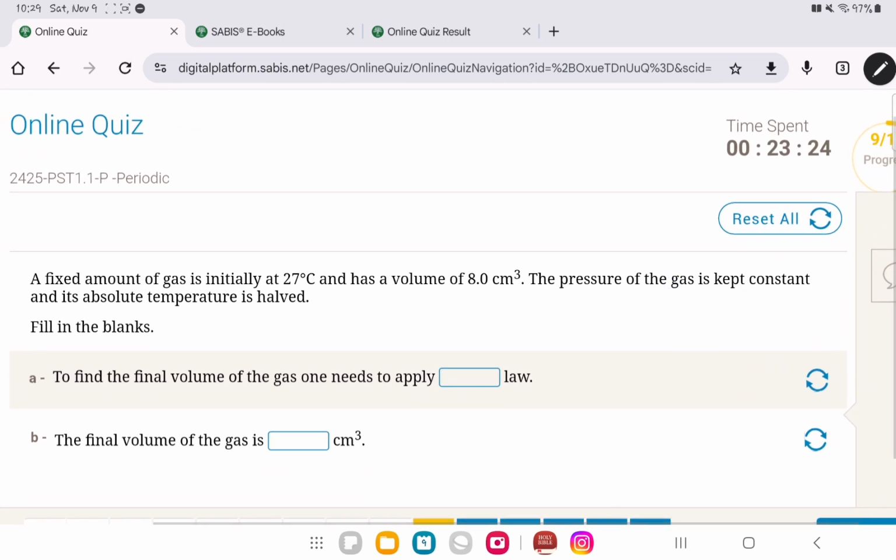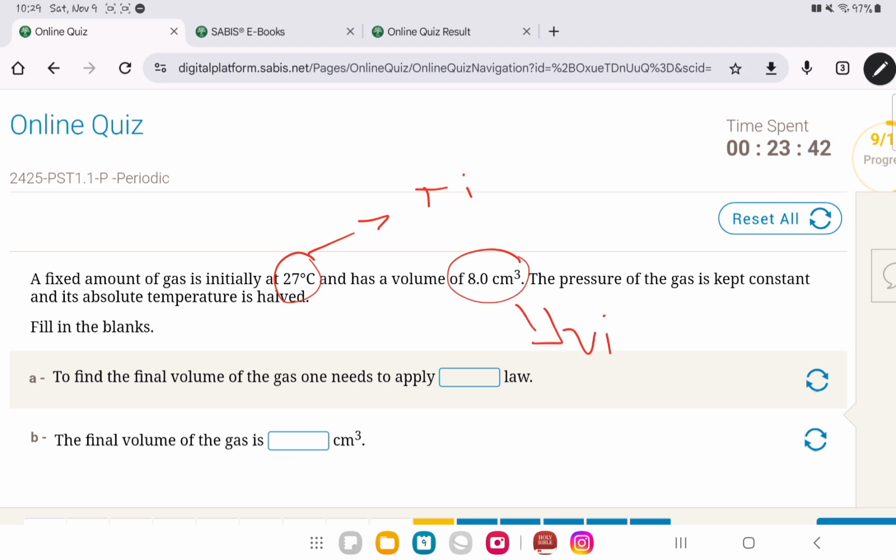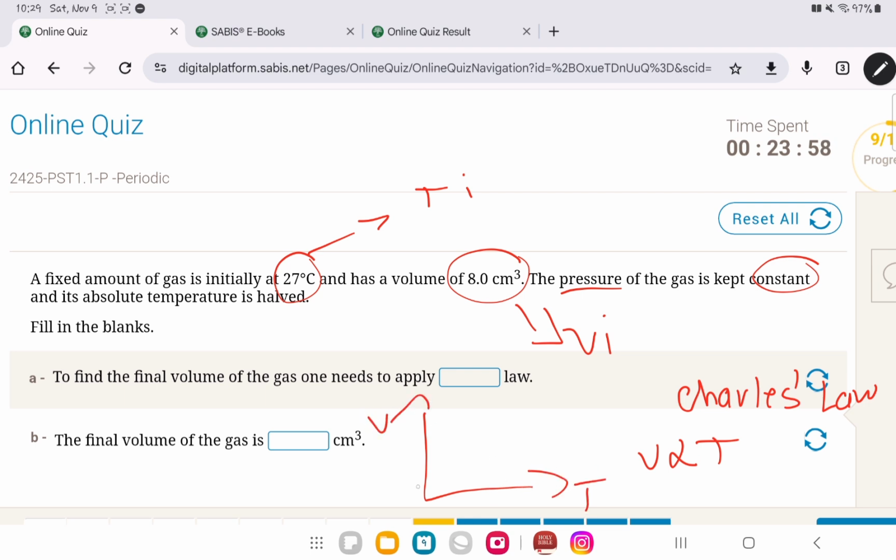Okay, this one is also nice. We have a fixed amount of gas initially at 27 degrees Celsius. This is temperature initial, and has a volume of 8 centimeter cubed. So this is volume initial. They told us that the pressure is kept constant. If the pressure is kept constant, then we are talking about Charles' law. Charles' law states that the volume is directly proportional to the absolute temperature. Okay, so if you are going to plot it, it's going to be volume here, temperature here. It's a straight line passing through the origin. And then the equation becomes V over T is equal to a constant.